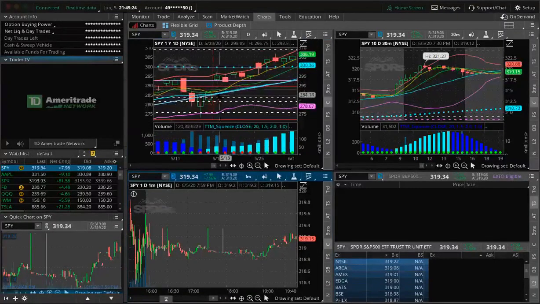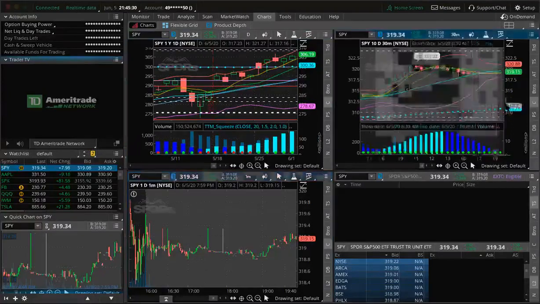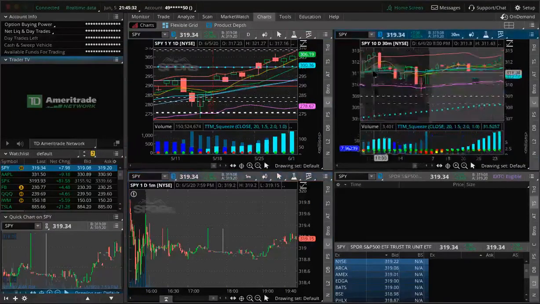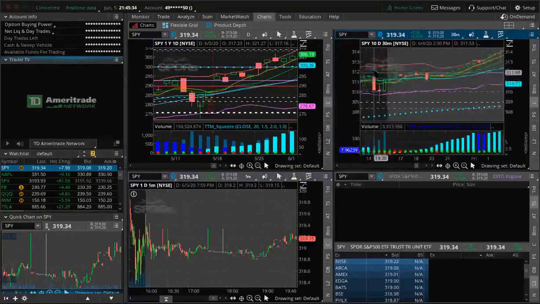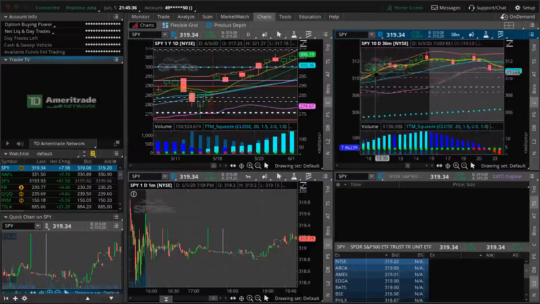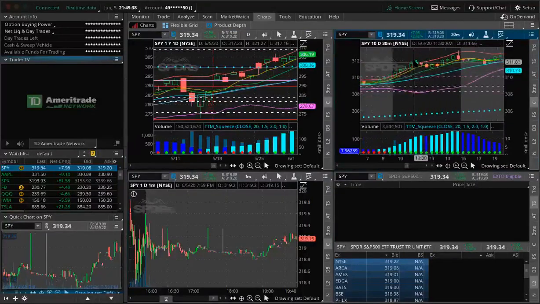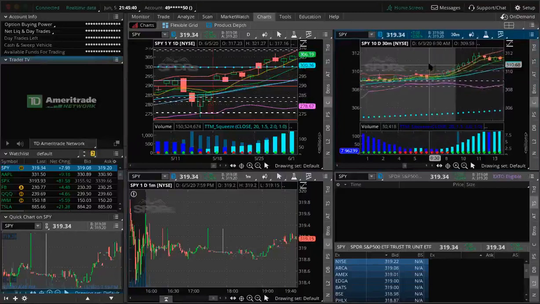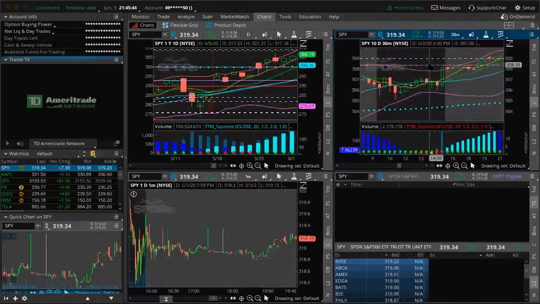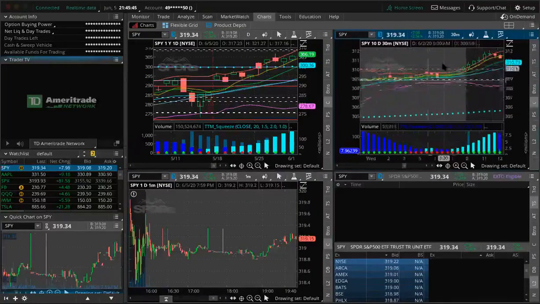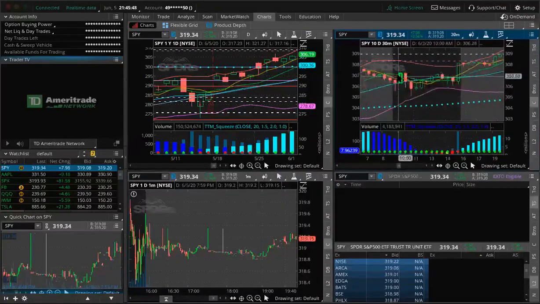Kind of see this golden cross here. You see the first histogram bar of momentum. I mean, it's all over the place. Golden cross, higher move. Yeah, I see that.